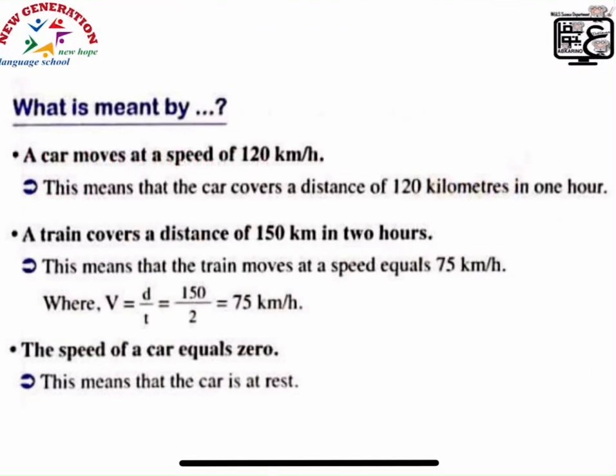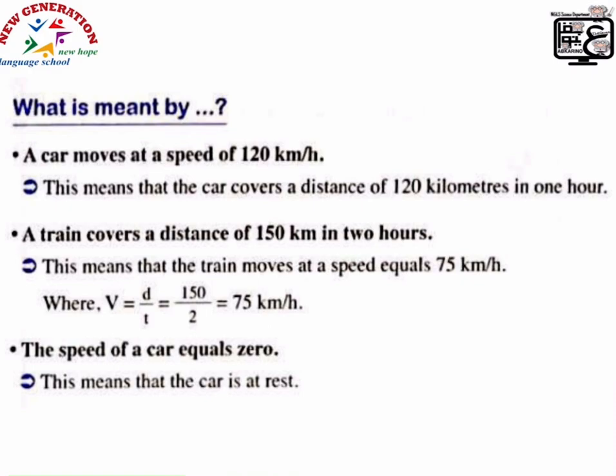Yes, good. What's meant by a car moves at speed of 120 kilometer per hour? Okay, so here kilometer refers to the distance and hour refers to time. So this means that the car covers a distance of 120 kilometer in 1 hour.